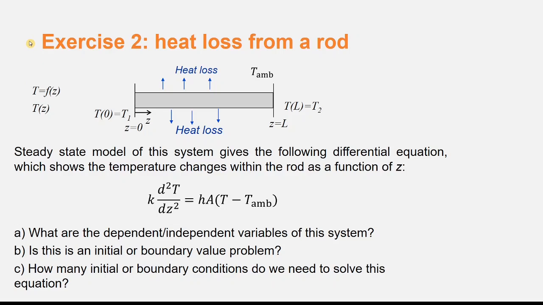Now, for the next exercise, we will look at heat loss from a rod. The diagram shows that the rod has length L, and there is heat lost to the surroundings at ambient temperature along its length. The ends of the rod at z equal to 0 and z equal to L are held at temperatures T1 and T2 respectively. The differential equation below describes how the temperature changes within the rod.